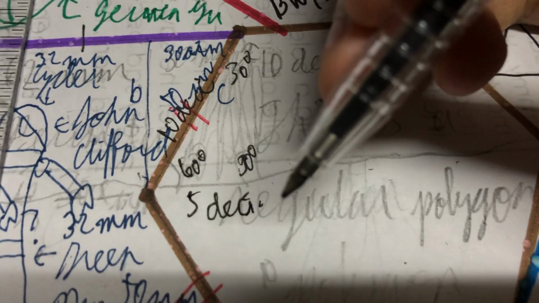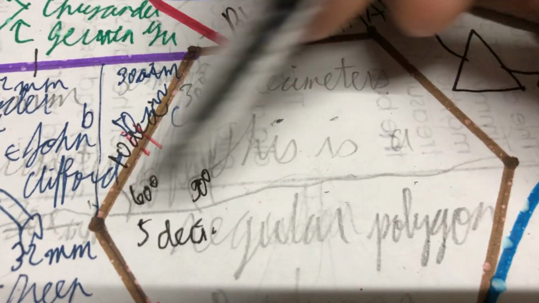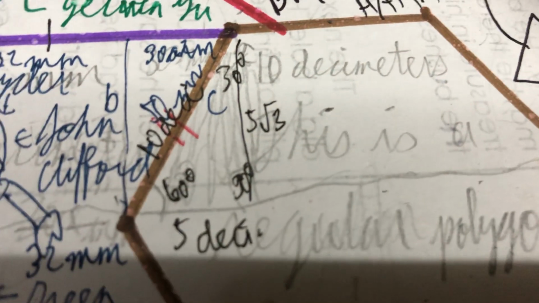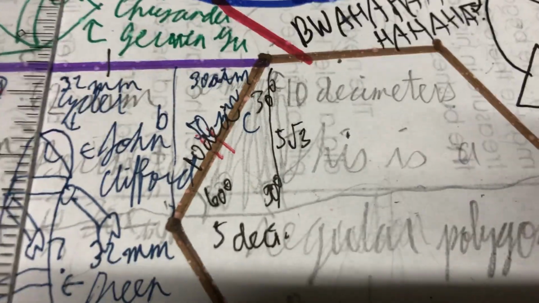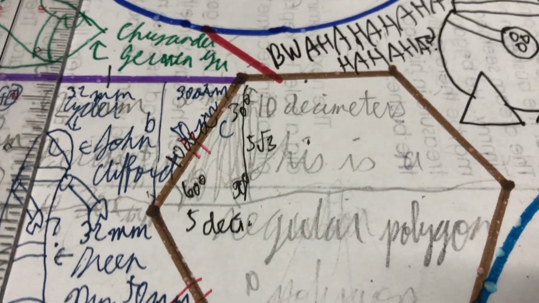Then to get the height, it's always the measure of the short leg times the square root of 3. So this height should be 5 times the square root of 3. Right? 5 times the square root of 3. Now that's your height already.